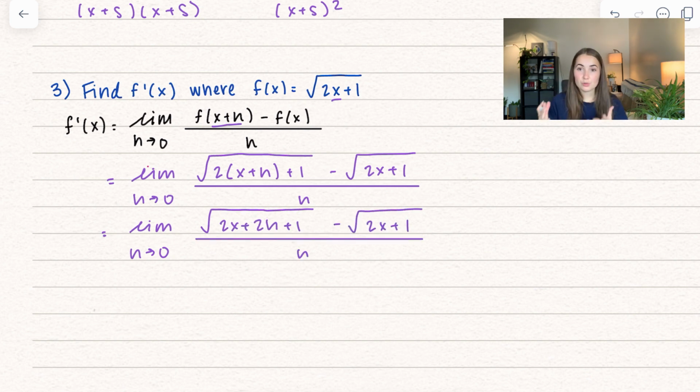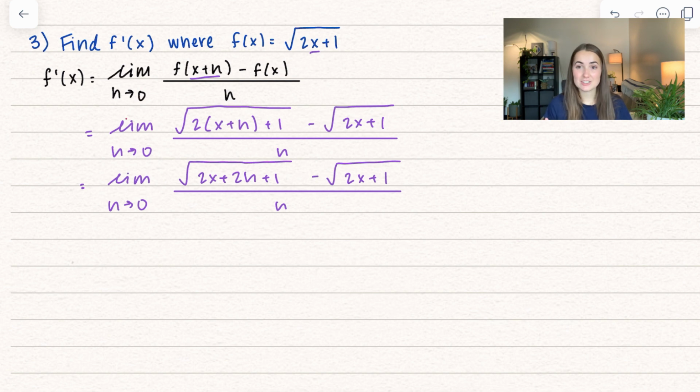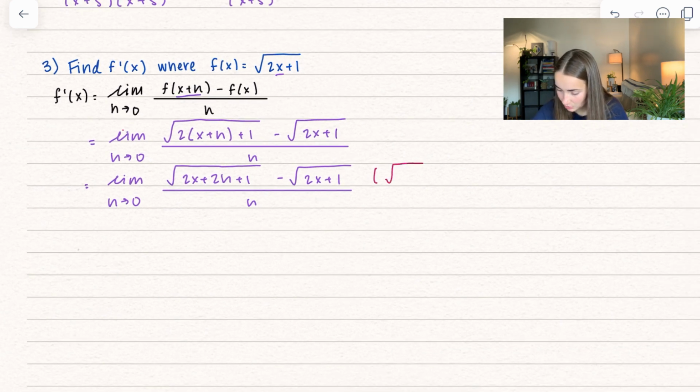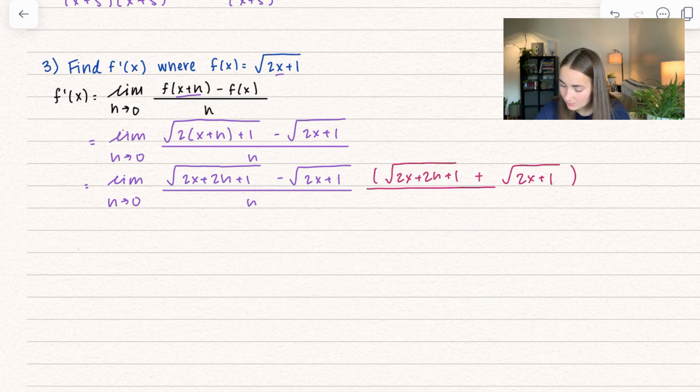So when we have square roots, the method that I suggest is multiplying by the conjugate of wherever the square root is. So what I mean by the conjugate is the terms remain exactly the same, so 2x plus 2h plus 1. And the same thing with the other term, 2x plus 1, but instead of subtracting, I'm going to add. So you just flip the sign that's in the middle. But remember, we can't just multiply out of thin air, so I also have to multiply the denominator by the same thing.